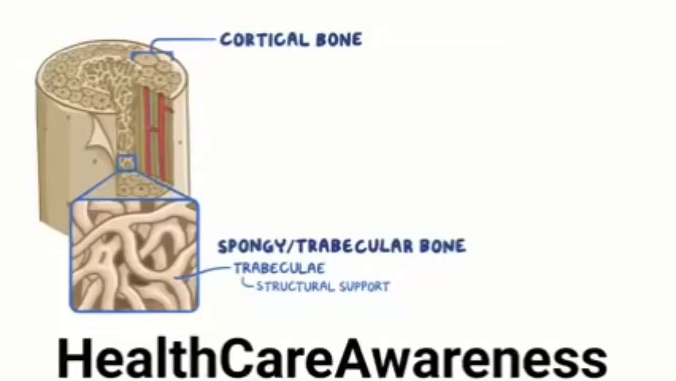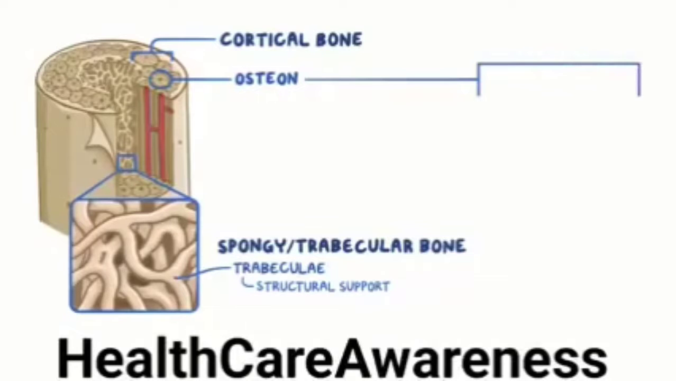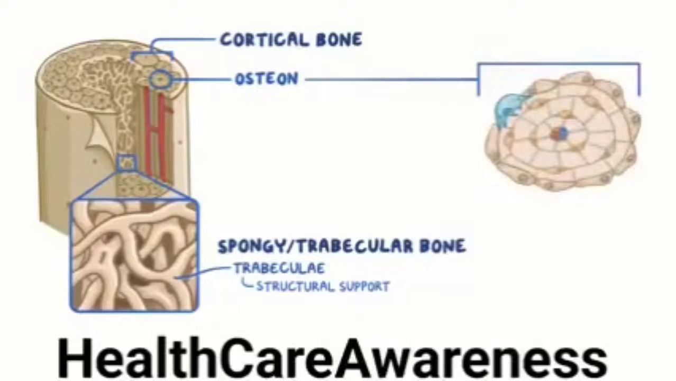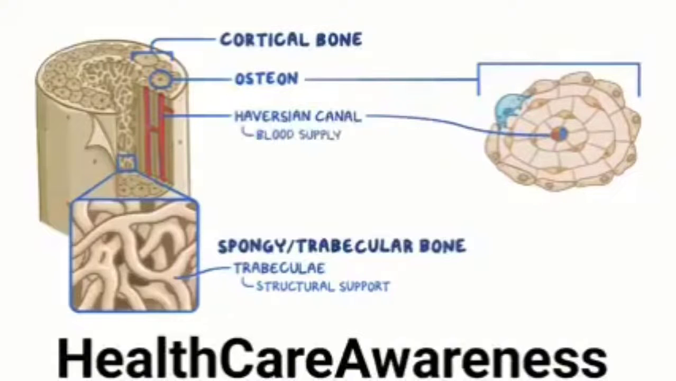The cortical bone, in turn, is made up of many functional, pipe-like units called osteons, which run through the length of the bone. In the center of these osteons, there are hollow spaces called haversian canals, which contain the blood supply and innervation for the bone cells.